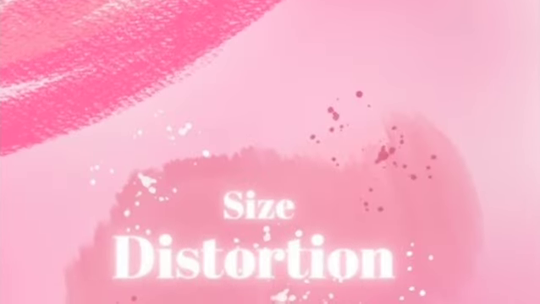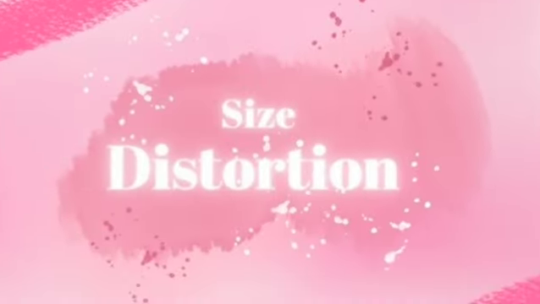First, let's talk about size distortion. So what is size distortion? The only possible size distortion in radiography is magnification because of the divergence of the beam. The factors that control magnification are SID and OID.